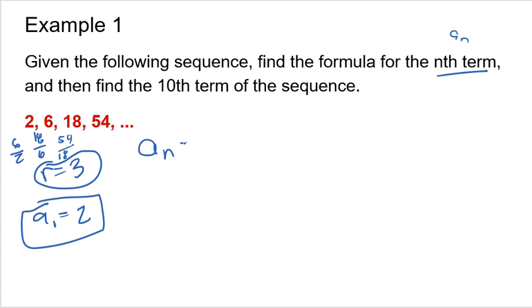The formula is, for any term, it's the first term times, and again, I like to use the parentheses, my common ratio 3 raised to the n minus 1. That's it. Now, please make sure you do have that n minus 1 right here. Some kids will forget that.